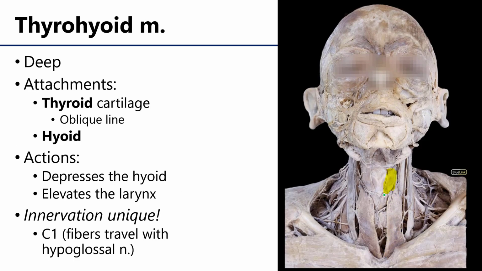And then we have the thyrohyoid, so from that oblique line of the thyroid cartilage up to the hyoid bone. This muscle will depress the hyoid or elevate the larynx. It may do either. And its innervation among the infrahyoids is very unique. It is innervated by only C1 fibers, so not by ansa cervicalis. And those C1 fibers hitchhike along with the 12th cranial nerve or the hypoglossal nerve. And this is something that we will see in the third week when we discuss the face.